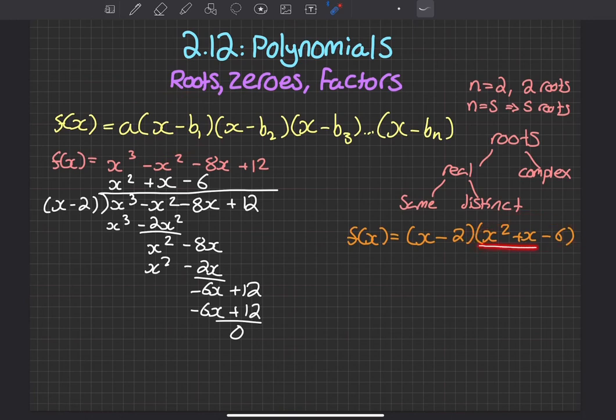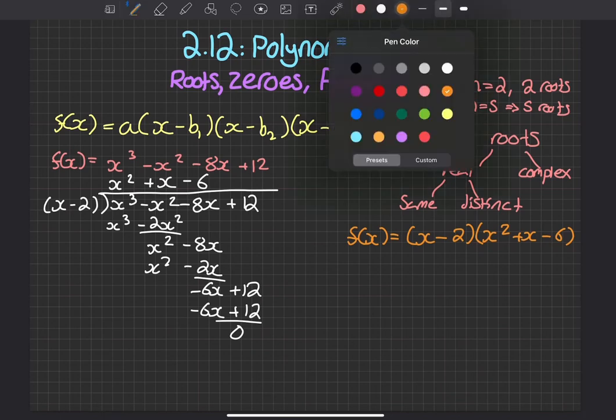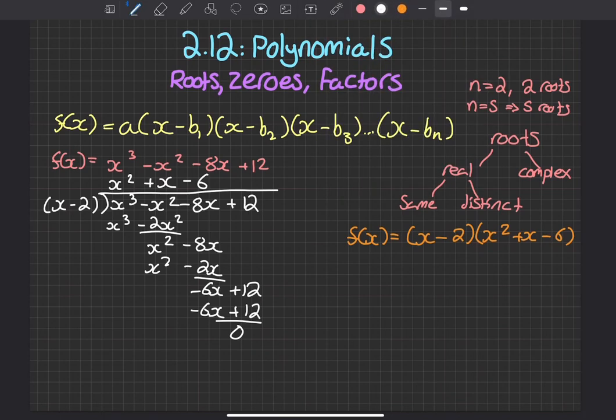And what you want to do is write this quadratic as two linears, right? You can do that with the quadratic formula, or you can just factorize normally. If you do factorize, you'll find that this can be factorized into x plus 3, x minus 2, right? Because plus 3 times minus 2 is minus 6, and plus 3 minus 2 is 1.